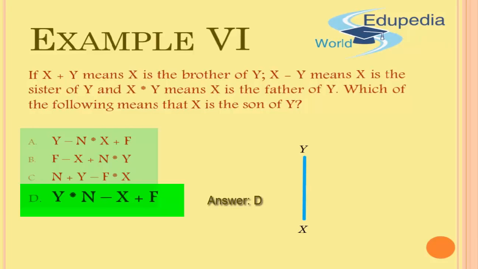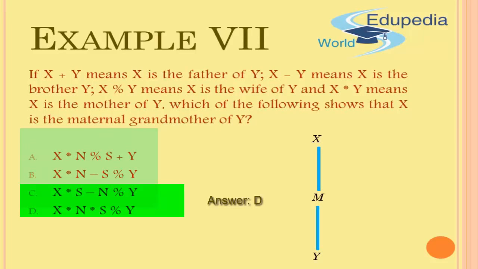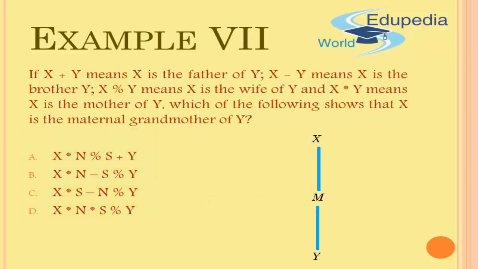Let's take a look at one more example to understand this more clearly. Again, the relations have been given to you beforehand. If x plus y means x is the father of y, x minus y means x is the brother of y, x percentage y means x is the wife of y, and x asterisk y means x is the mother of y. Which of the following shows that x is the maternal grandmother of y? Now by maternal grandmother, I mean mother's mother.